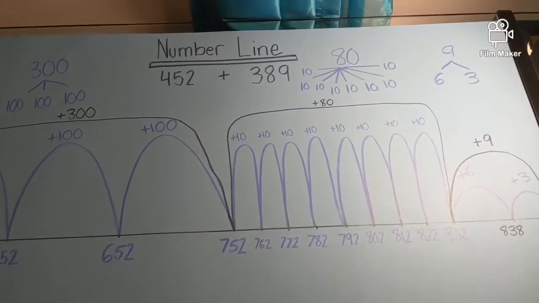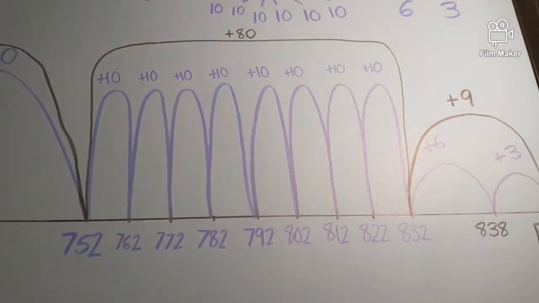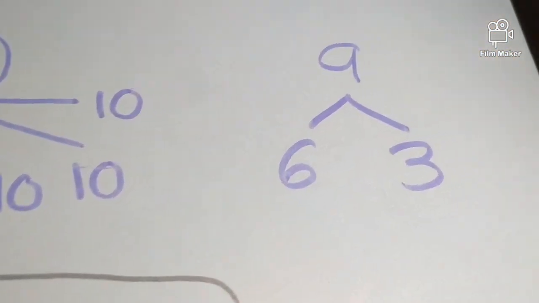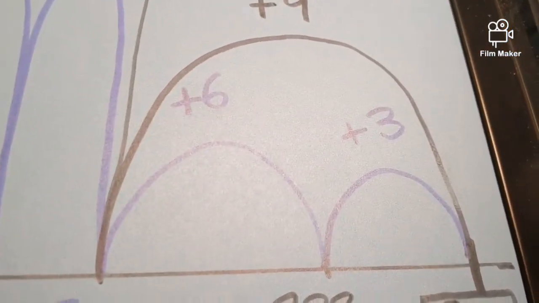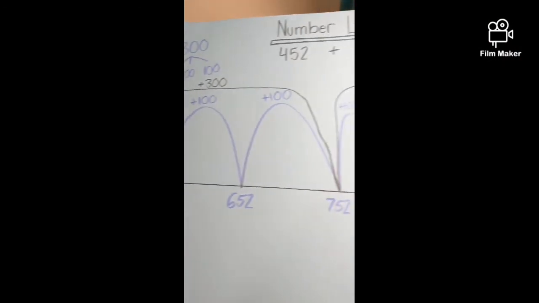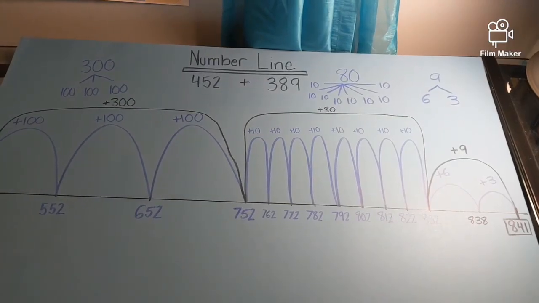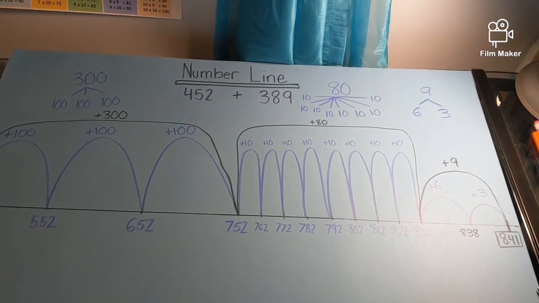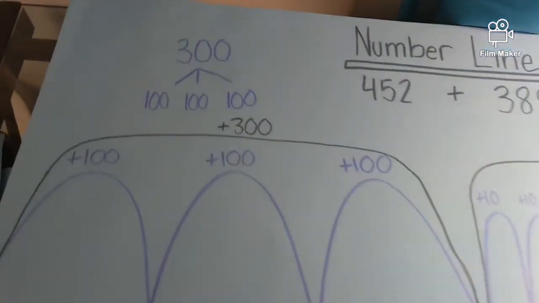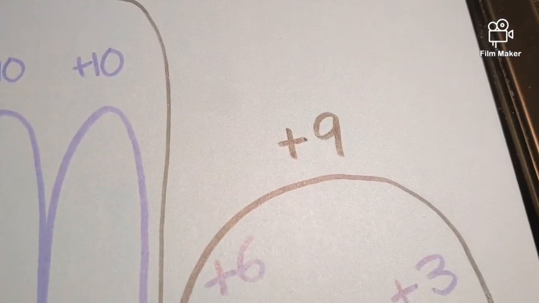Students can partition 80 into 8 jumps of 10 each. And 9 can be partitioned into 1 jump of 6 and 1 jump of 3. Adding all these numbers together would reach the sum of 841. If students feel more confident, they do not have to partition the larger numbers into smaller numbers. They can choose to add 300 as one jump, 80 as another jump, and 9 as the third jump.